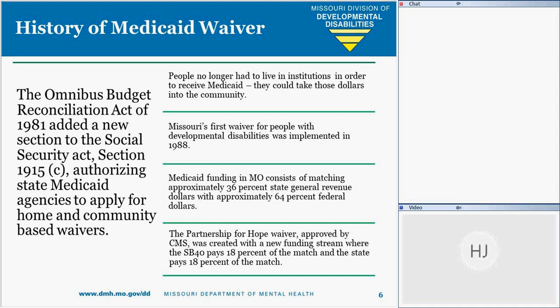That waiver is slightly different. That waiver is the Partnership for Hope waiver. And for the state general revenue, our division partners with Senate Bill 40 boards to provide a share. So instead of the 36% from the state, 18% is provided by the 40 boards, and approximately 18% is provided by the state. And the federal government still provides around the 64%. So it is a true collaboration between counties and the state.